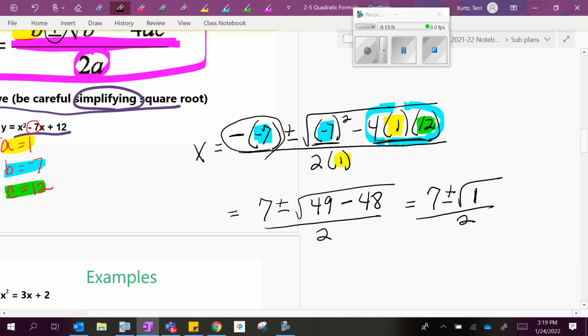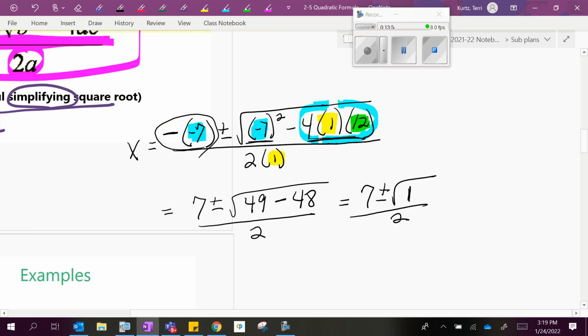Okay, so first of all, I've simplified underneath the radical. I've done the math. Now I come out and I look at radical 1. So radical 1, square root of 1 is 1, right? Square root of 1 is 1. So now I can get rid of this radical altogether and just say 7 plus or minus 1 over 2.